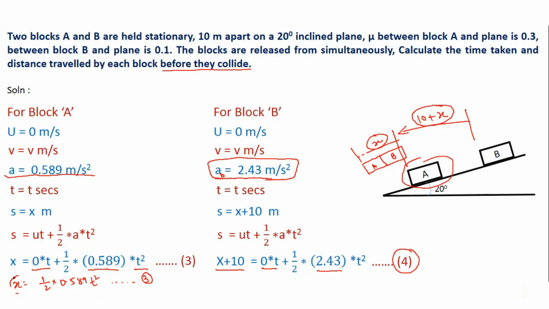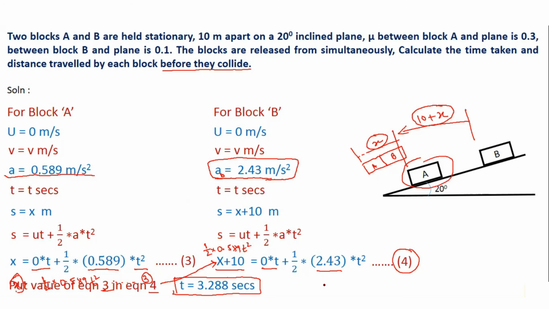Now from equation number 3, I can substitute the value of x as half 0.589 t square in equation 4. So put the value of equation 3 in equation 4. If you observe this equation, the unknown is t, and solving it I will get the answer for t as 3.288 seconds. So this completes our first answer, that is calculate the time taken.